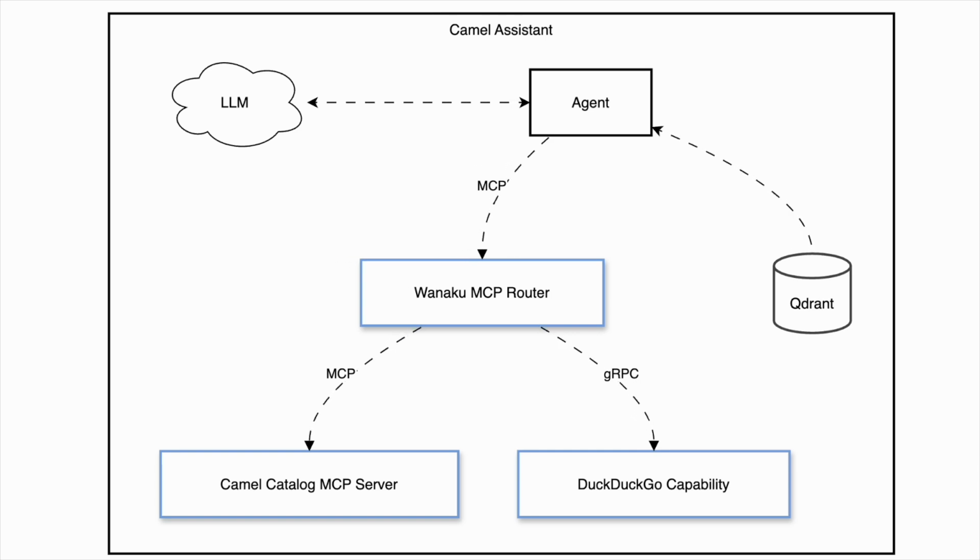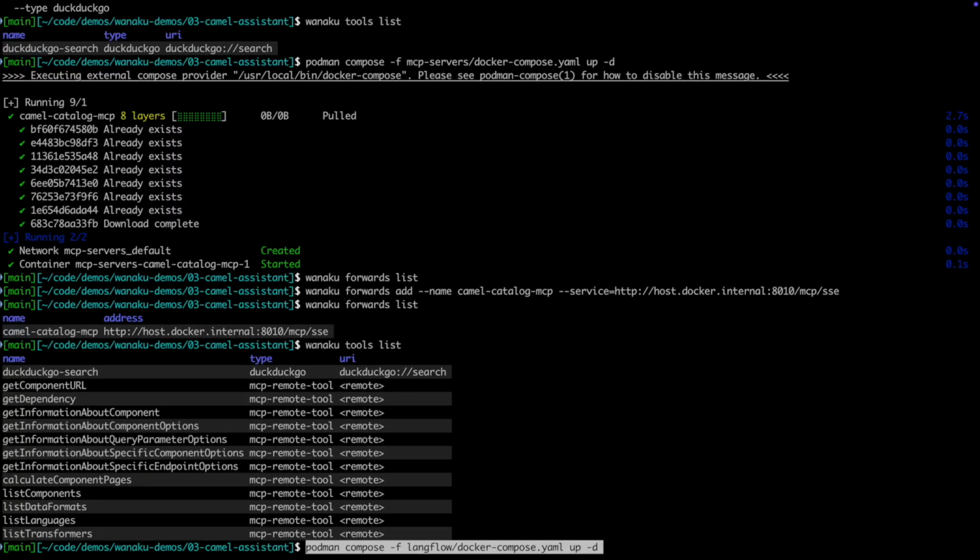We have built a powerful, intelligent backend with a database full of knowledge and a set of specialized tools all managed by Wanaku. Now we need the cockpit, the user interface where you can build, manage, and interact with our AI assistant. And for that, we are going to use LangFlow. LangFlow is an amazing visual platform that lets you build sophisticated AI applications by dragging and dropping components onto a canvas. Let's get started.